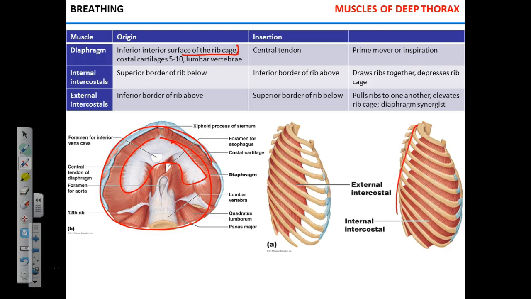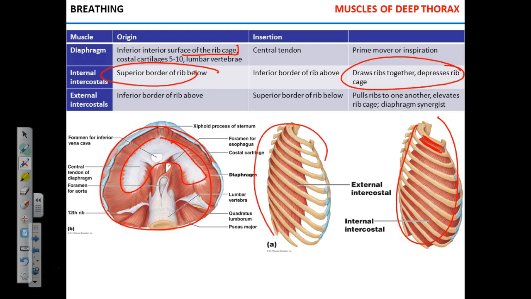Internal intercostals. Origin is the superior border of the lower rib. Insertion is the inferior border of the upper rib. Think about them as two layers of muscles. Okay? Internal intercostals depress the rib cage and help you to forcefully expire. External intercostals, which have origin at the rib above and insertion at the rib below, help you to inspire by elevating the rib cage.